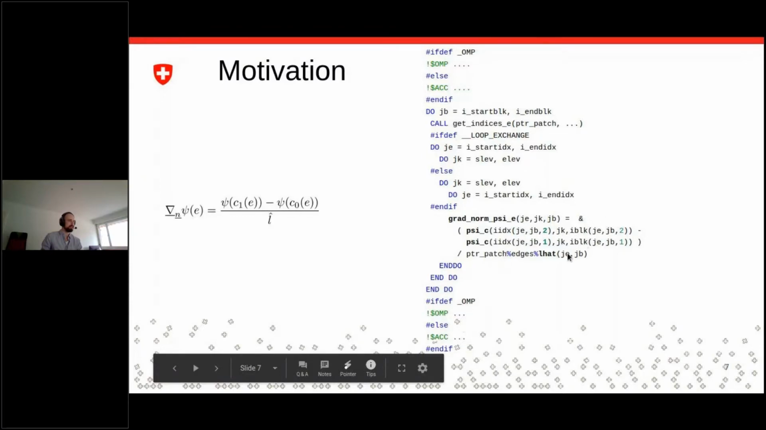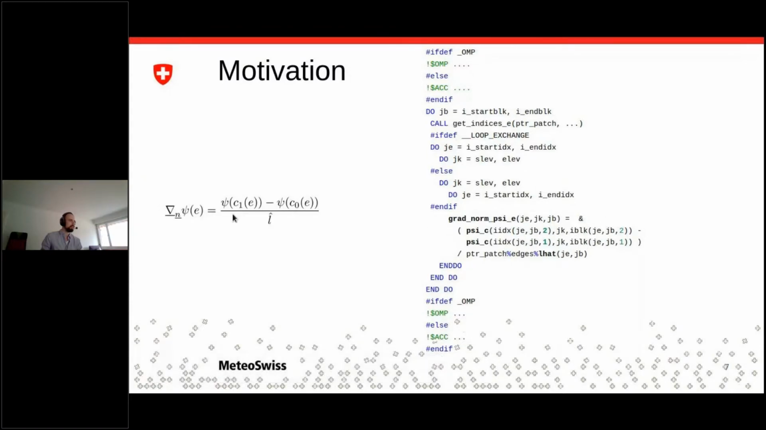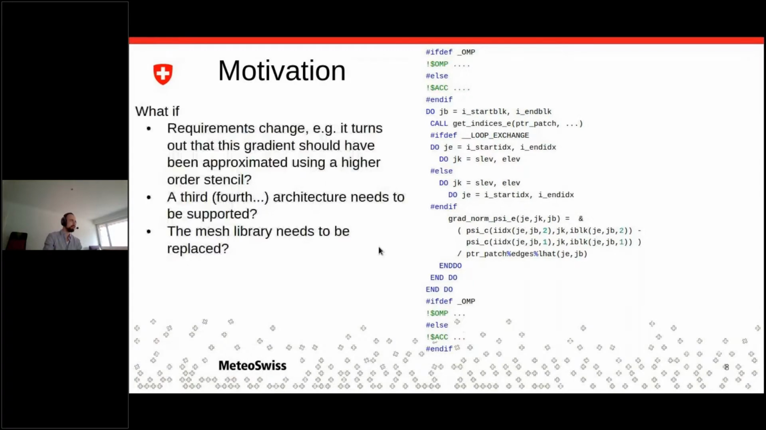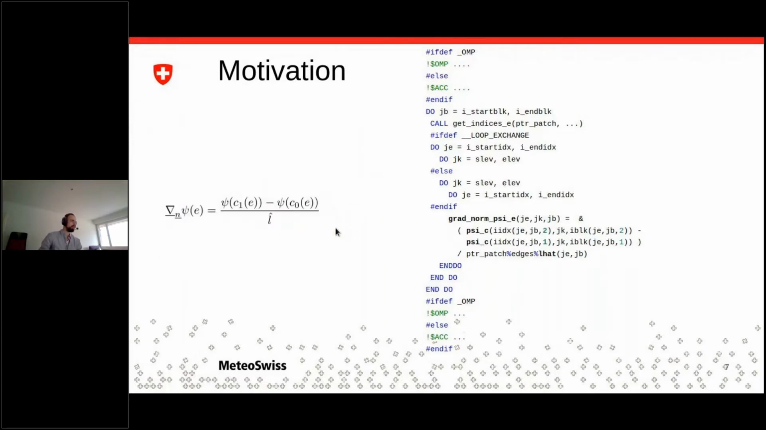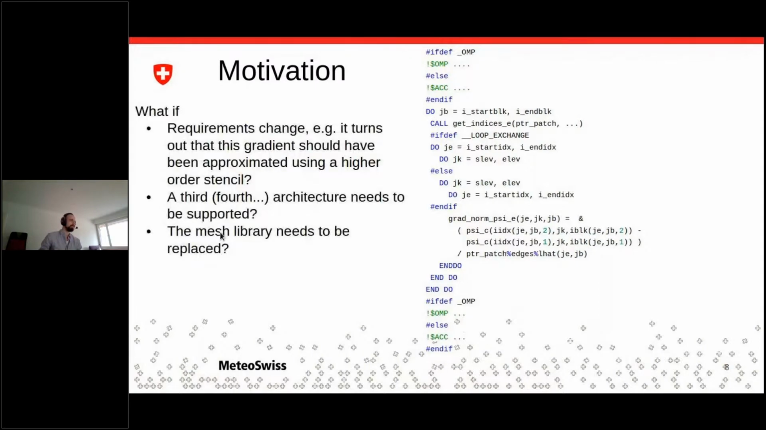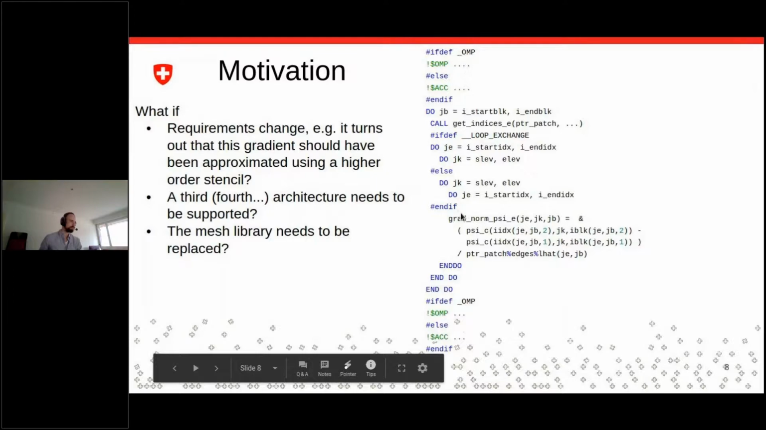all these indices here that weren't in the original equation. And the issue is, what if our requirements change? For example, we want to approximate this in a different way, for example, using a higher order scheme. Then, on the level that we started with, changing this here on the left-hand side is fairly easy. We can express this fairly concisely. But once we want to implement this change into what we ended up with here, things get very difficult.